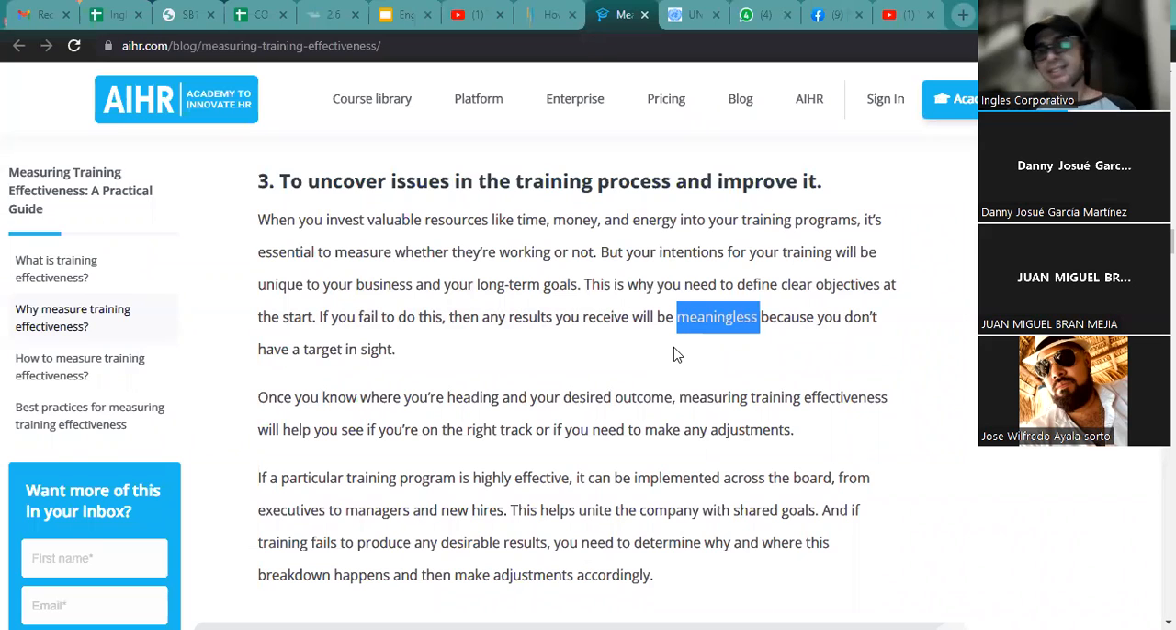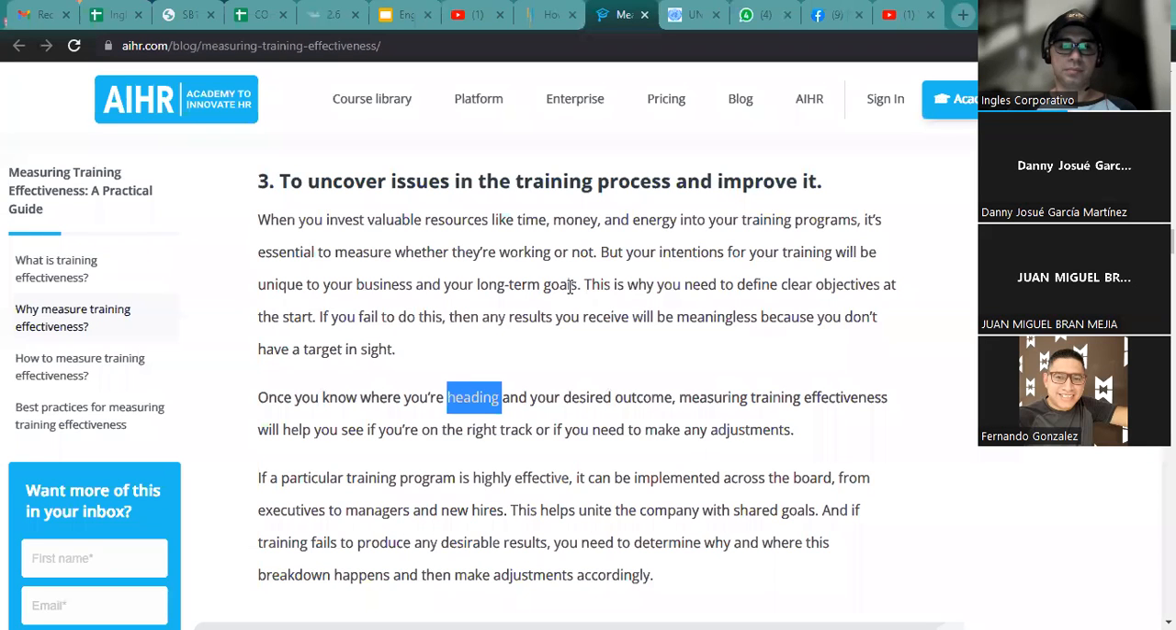What is meaningless? Without meaning. Without meaning, right? So very good. And says where you are heading. What is the meaning of heading? On the way to something, moving on, right? So like leading something? Leading, yeah, very good.